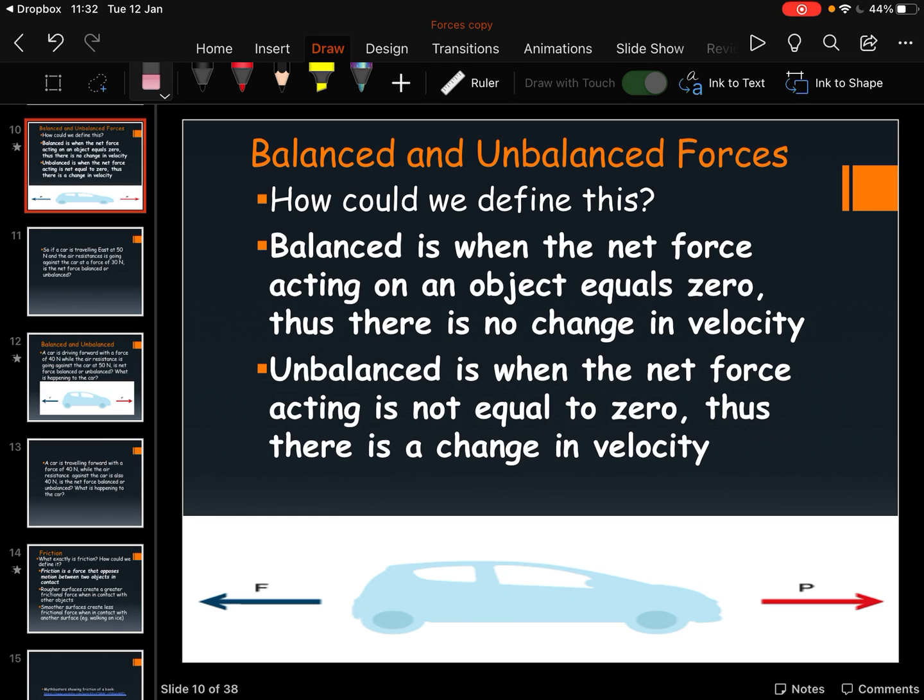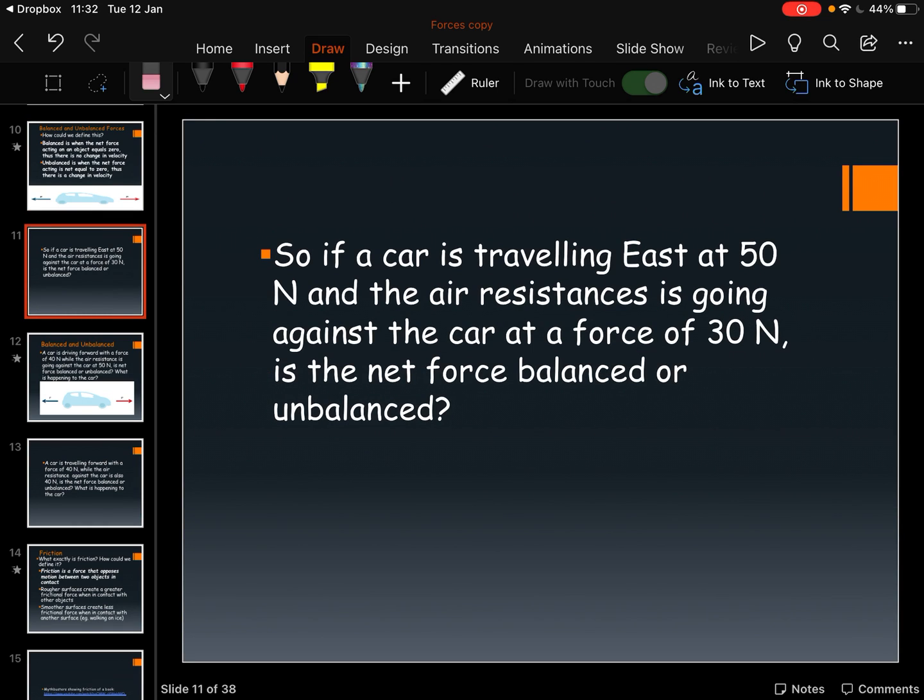Okay, so I have three questions. We look at the questions here now, and then I'll go through them with you as well. If a car is traveling east at 50 newtons and the air resistance is going against the car at a force of 30 newtons, is the net force balanced or unbalanced?